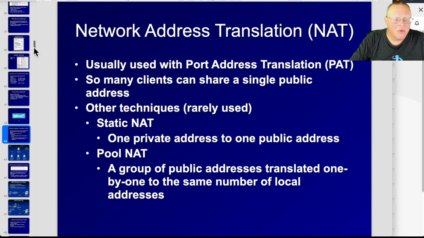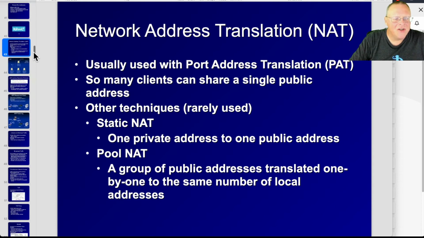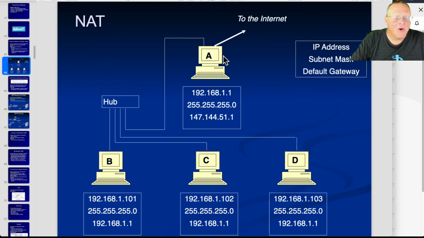Port address translation is the one that's really popular, where you have one device up here serves as the router with a real public internet address like 147.144, and that you have to pay for. And then this device could go through a hub, or more commonly these days you'd buy a router that combines all the devices in one box, and then it hands out local addresses like 192.168 to all these devices, and they all go out on this public address with different port numbers.